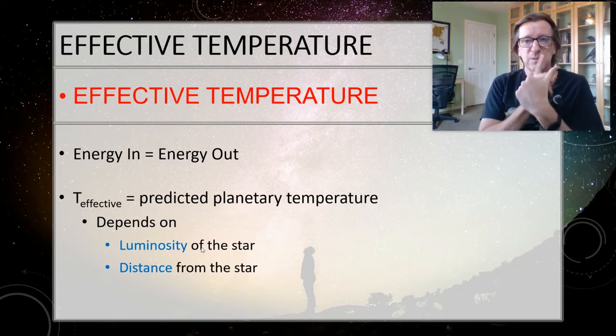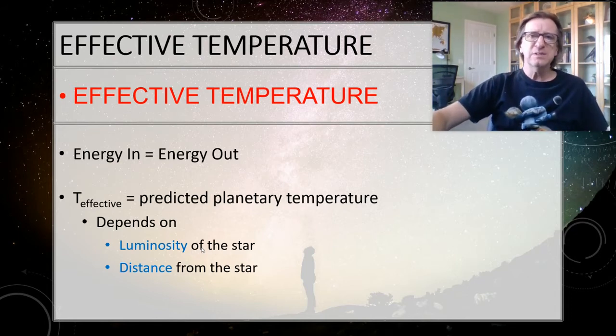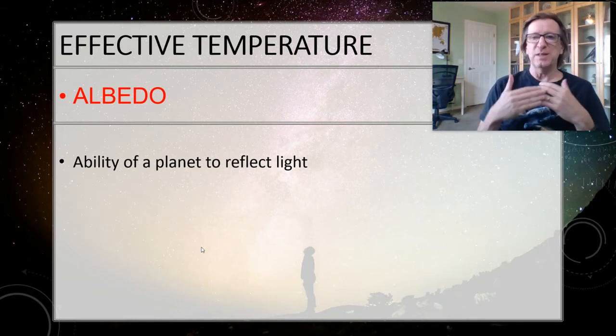So not only does the brightness of the star, how much luminosity it's putting out, matter, but also how far the planet is from the star is going to matter. And then the third one is something that's going to be new to you. It's not something we've talked about up to this point, and that's albedo. So let's talk about that for just a second. Albedo is how easy it is for the planet to reflect light.